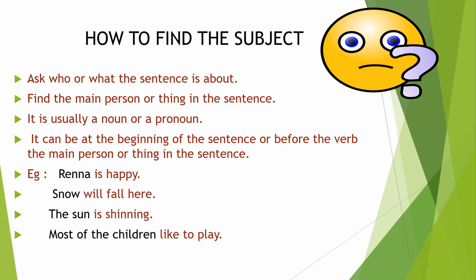Snow will fall here. What are we talking about in this sentence? We are talking about snow, isn't it? So snow will be your subject. The sun is shining. What are we talking about? We are talking about the sun. The sun is the subject.